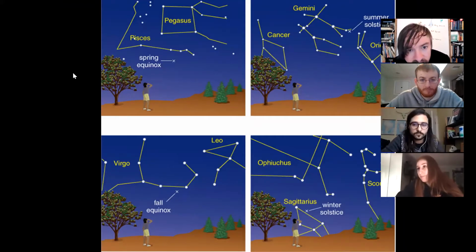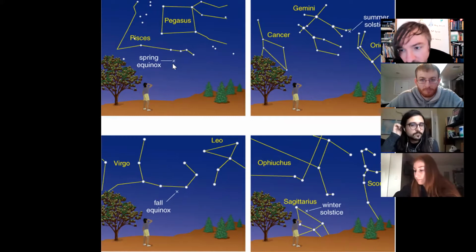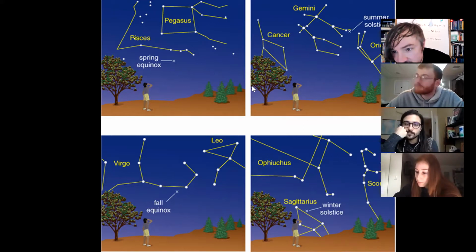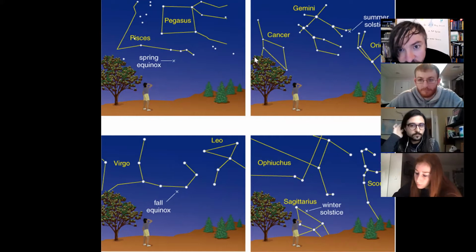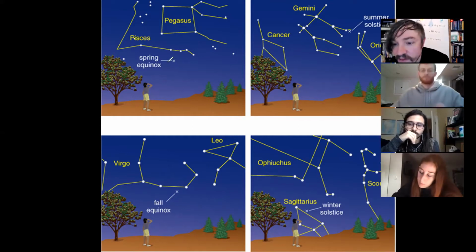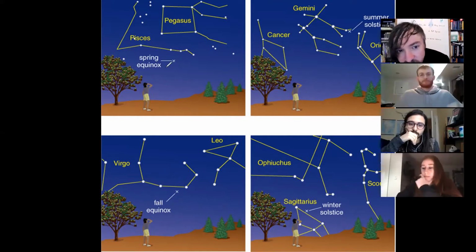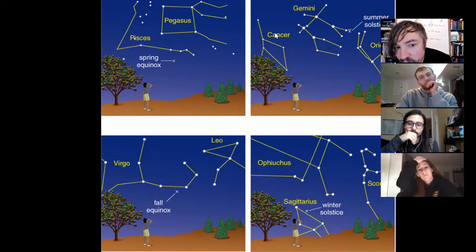For instance, the spring equinox is an empty point in space just below the constellation Pisces. And every day or every night, that point rises and sets just like any other star. You've never noticed the point called the spring equinox, because there's nothing there. There's nothing there for you to see rising and setting. Well, okay, that's mostly true.